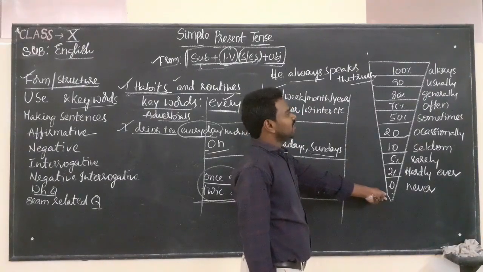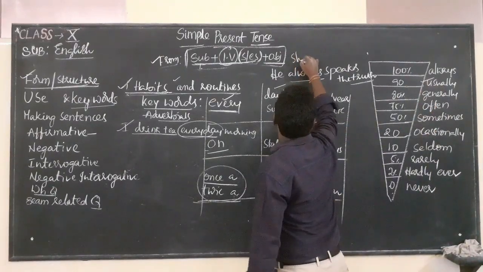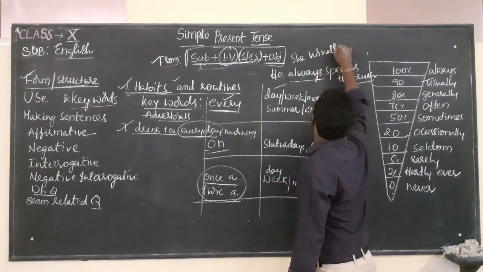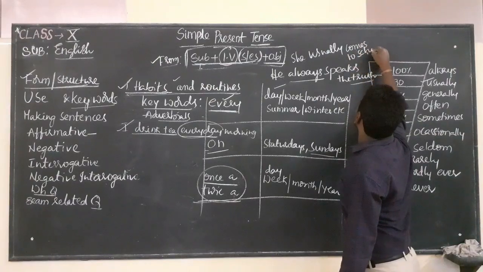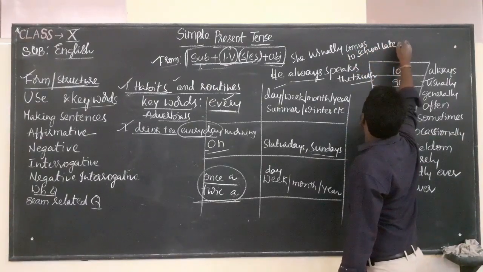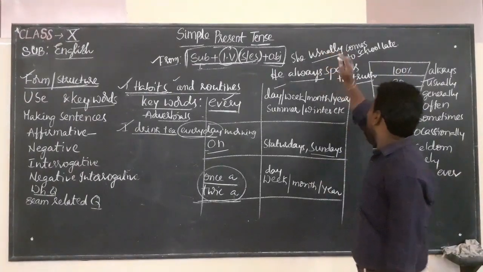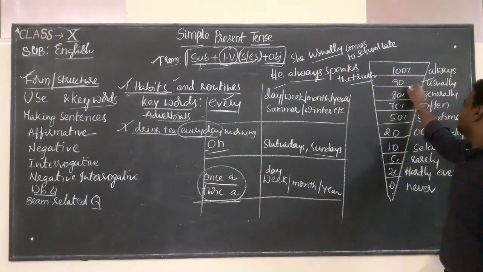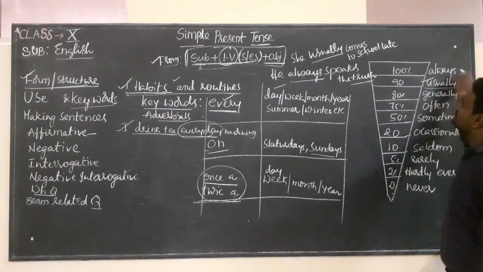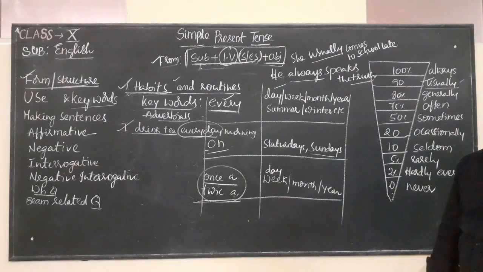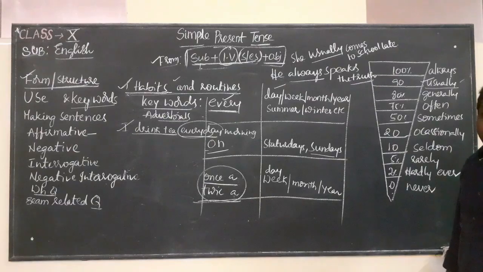0%. Understand? So when I take usually, for example: She usually comes to school late. Usually means not always, about 90%. 10% she comes on time, 90% almost she comes to school late.